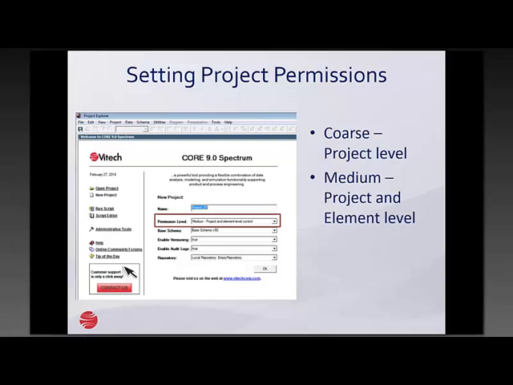With the setting at medium, you add element level permissions. This means you can allow a user to see some elements, but not others. With the setting at fine, you add attribute level permissions. At this level, within elements, you can allow or deny access to certain attributes. So maybe you want somebody to have access to everything but the description field or a type field. You can lock just certain attributes out.